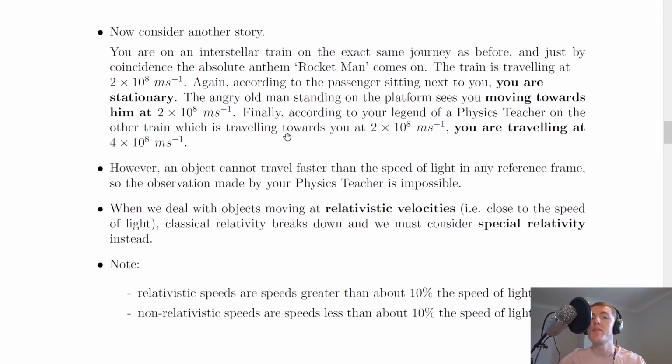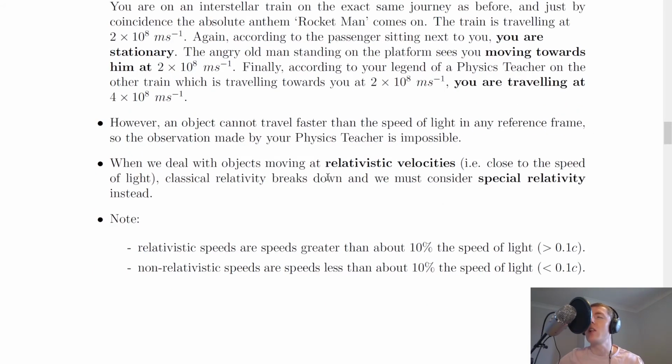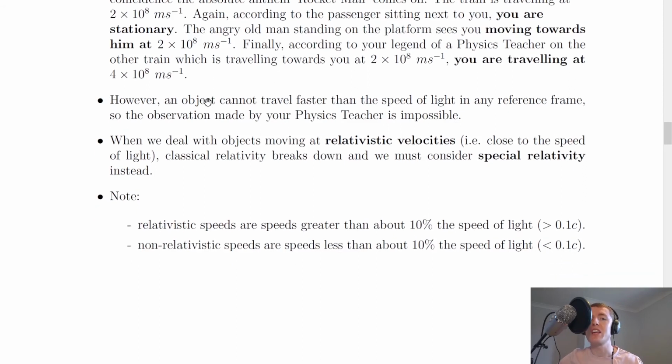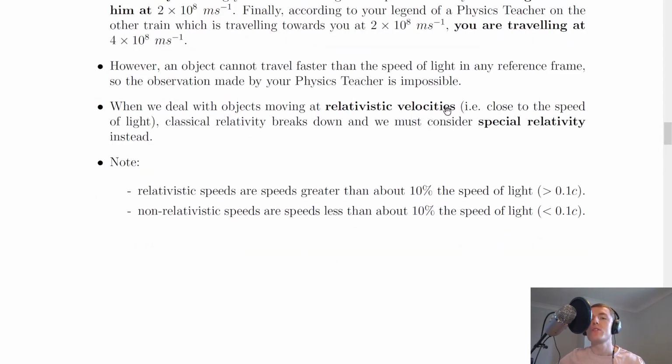Again, just like before, it's the speed of the train that the old man will see you moving at. Finally, according to your legend of a physics teacher on the other train which is travelling towards you at 2 times 10 to the 8 meters per second, you are travelling at 4 times 10 to the 8 meters per second. But alarm bells should be ringing here because it says, however, an object cannot travel faster than the speed of light in any reference frame, so the observation made by your physics teacher is impossible. So what's going on here?